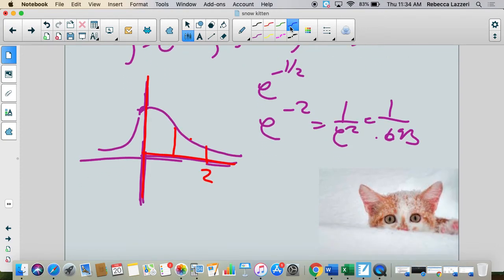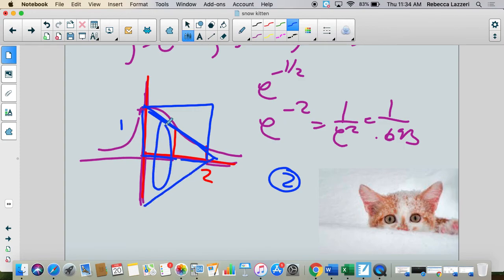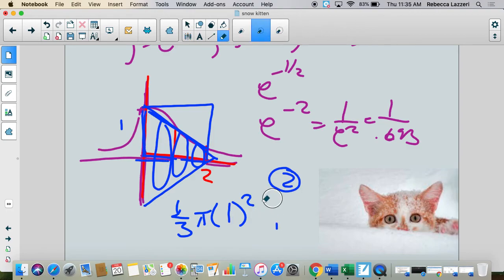Alright, so if I did this rectangle, this is 2 and this is 1. But we're doing volume, we're not just doing area. It gets really close to 0 at 2, and if I revolve just the triangular part around, it's going to make a cone. The volume of a cone is 1/3 pi r squared h. Radius is 1, height is 2.